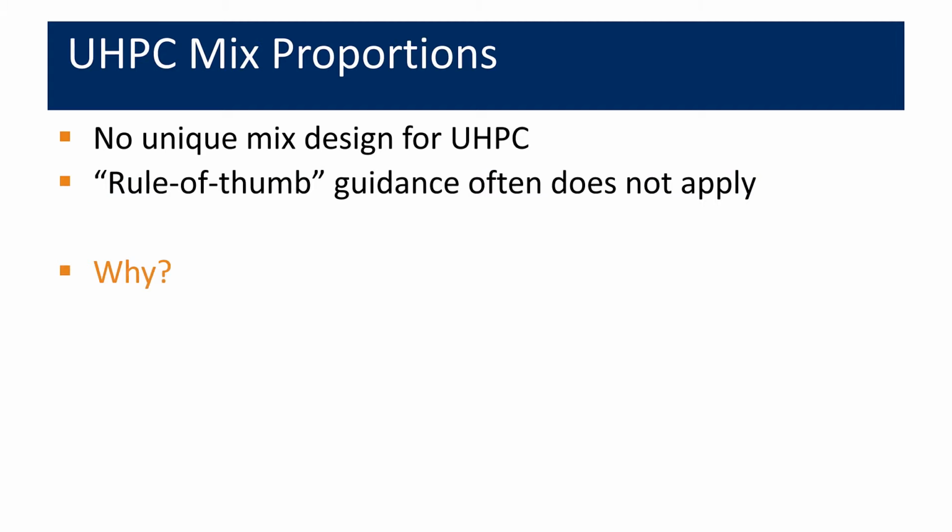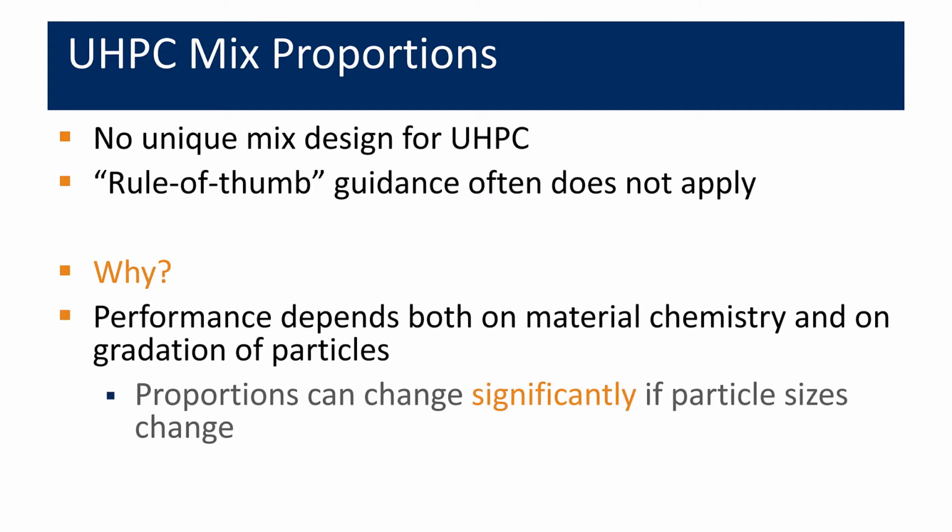And the reason for this is because, as I mentioned before, the performance of the UHPC is dependent both on the chemistry of the material, so the cement's chemistry, the chemistry of maybe a fly ash that's in the material, as well as the gradation of the particles. And if I change one of those materials out for an alternative, maybe I substitute a sand of one gradation for a sand of a slightly different gradation, my mixture proportions will actually have to change quite a bit if those particle sizes change to account for the difference in particle packing with those new systems.